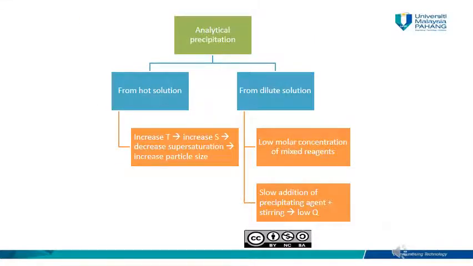So this is the analytical precipitation from hot solution. When you have a very hot solution, it means that you increase the temperature and at the same time you also increase the solubility. When you have a high solubility value, you will decrease the supersaturation. When you have a very low supersaturation, you will increase the particle size.